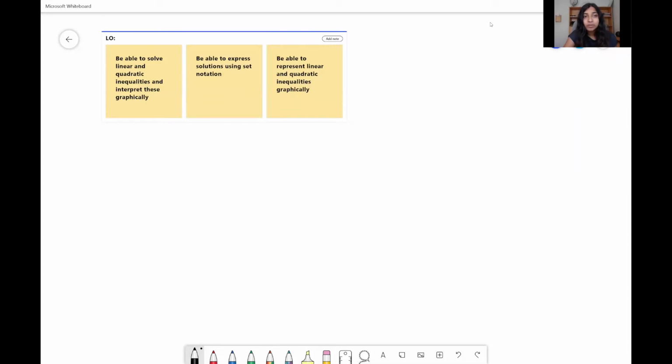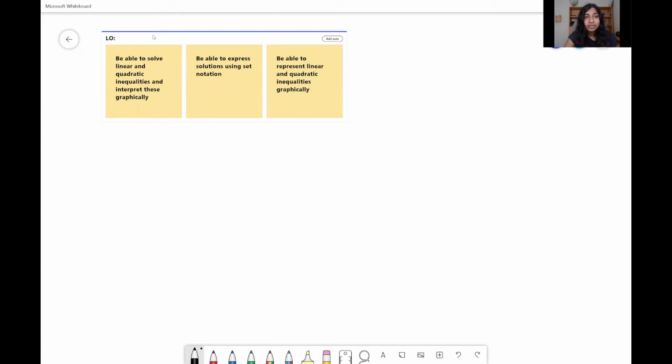Today we're going to be going through inequalities for AS level maths. For this lesson, quadratic equations and solving them will be really useful. So if you don't remember that already, please go back to that lesson and then come back.